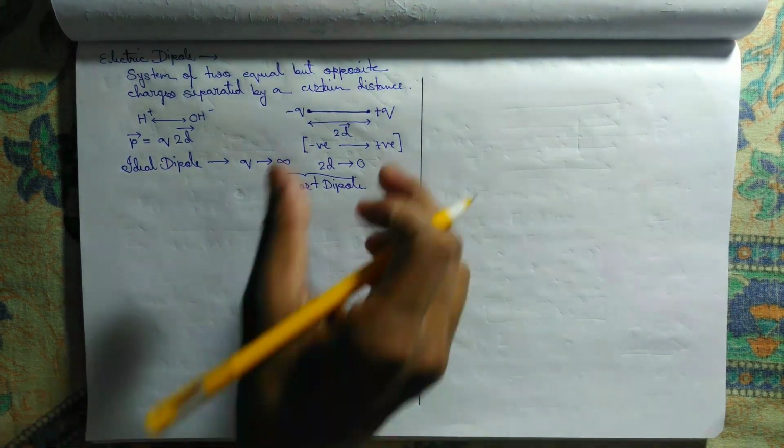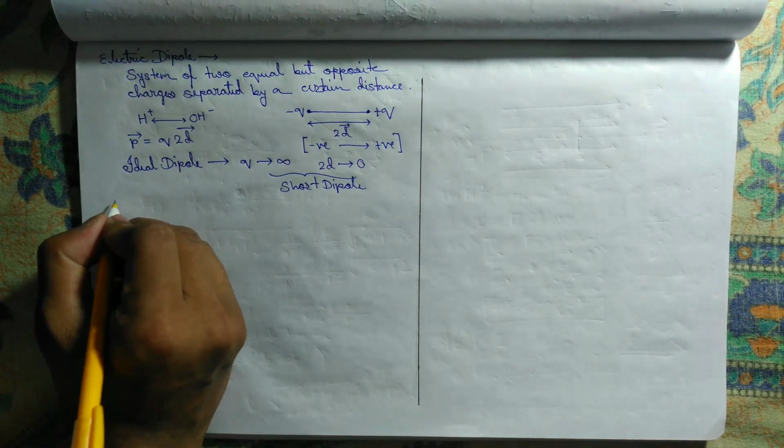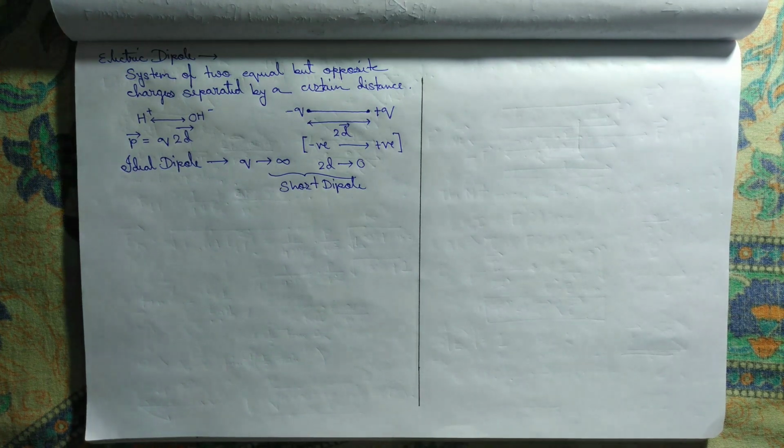So actually the value of q will be very high for an ideal dipole or short dipole, and the distance between them will be very low. That will be the condition for an ideal dipole. Whatever the application, they are mainly short dipoles. That means q is very high and the 2d value will be very low.